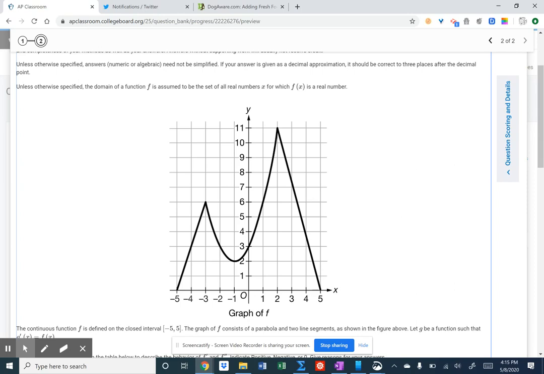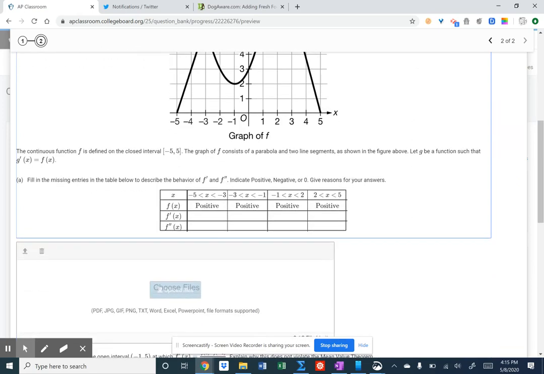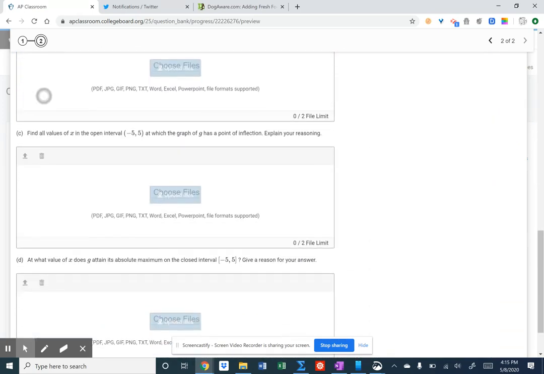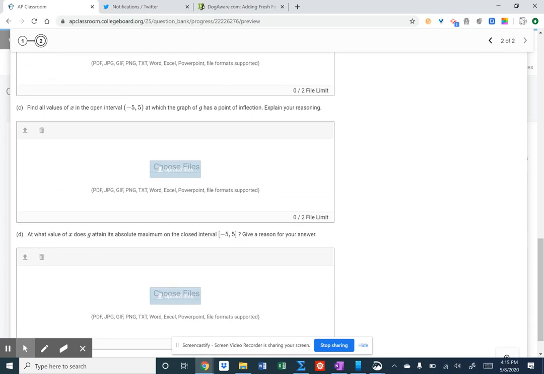So that's the answer to that question. I believe it's just a 1-point question, so you just had to recognize that the mean value theorem can't be applied here, and so there's no contradiction, or it doesn't violate, to use the phrase they used. For part C, it says find all values of x in the open interval (-5, 5) at which the graph of g has a point of inflection.